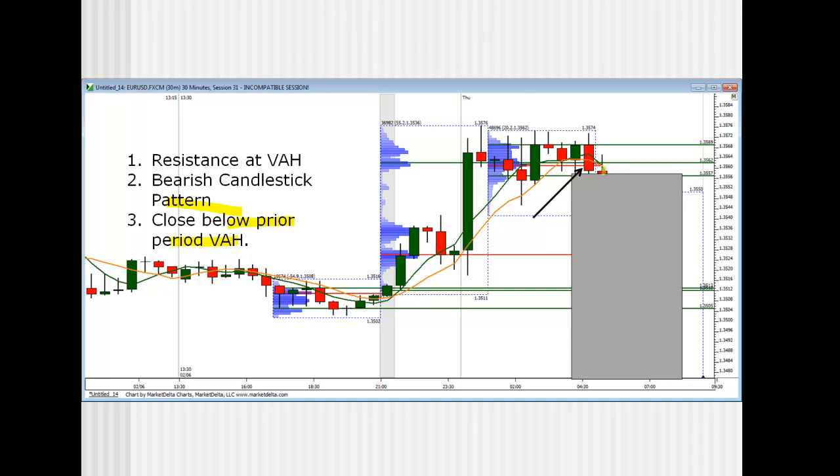Actually, a close here below, see this value area high of the prior period? We closed below it. So now we are not able to hold the high of the prior period. We're not able to hold the high of this period. Two highs that we can't hold.